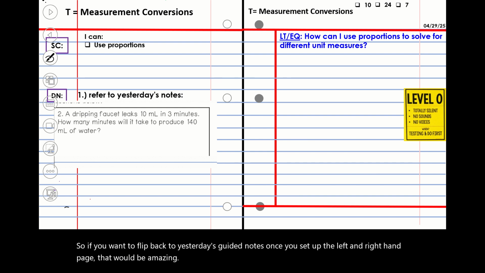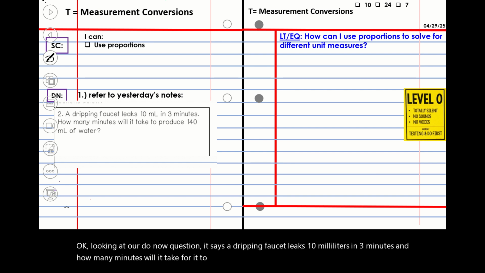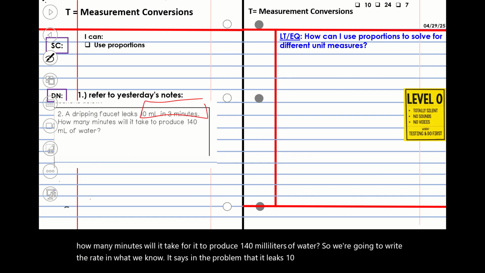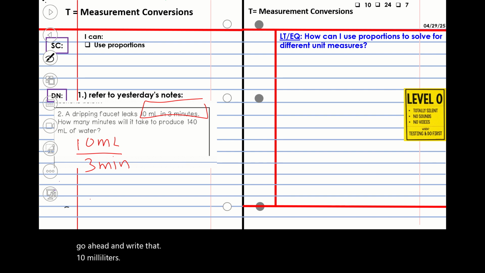Okay, looking at our do now question, it says a dripping faucet leaks 10 milliliters in 3 minutes, and how many minutes will it take for it to produce 140 milliliters of water? So we're going to write the rate in what we know. It says in the problem that it leaks 10 milliliters in 3 minutes. So let's go ahead and write that. 10 milliliters in 3 minutes.